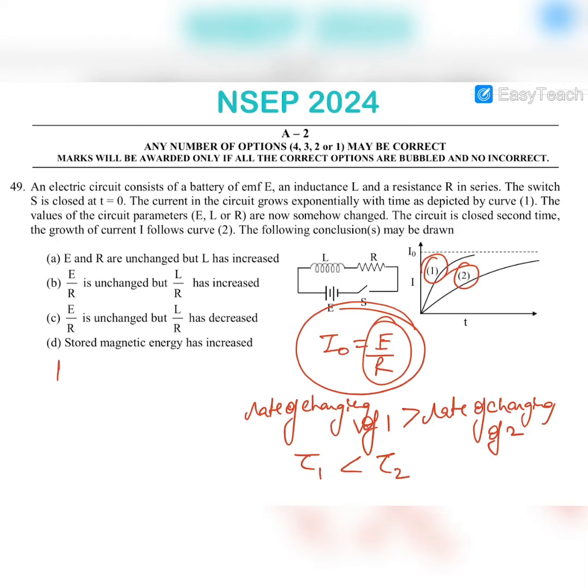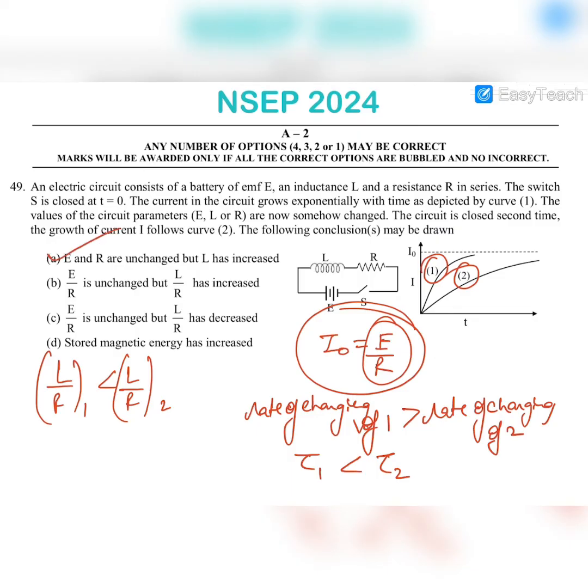Which means that L by R for 1 will be less than L by R for 2. Okay, so we can say that L by R has increased. Now we know that if E and R are kept constant and we have increased only the L, this situation can occur. So A option is also correct.